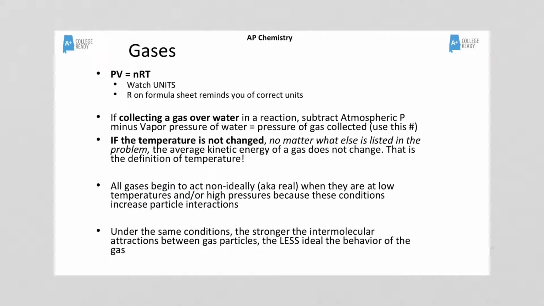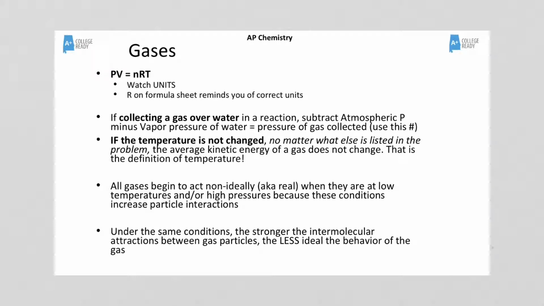For gases, expect to use PV equals nRT at least, definitely once in free response. Over the past 4 years, there's been one question every free response where you were expected to use that to solve. So, just watch for a reaction where maybe a gas is produced or there are gases in the reactants. Again, obviously you're only going to use PV equals nRT for a gas. I put watch the units because on your formula sheet you are given several values of R. Make sure you use the correct one.